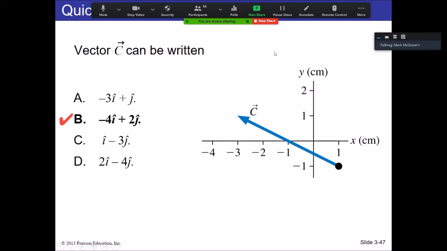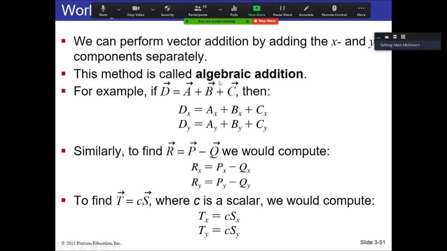It's B. You're right. Second quadrant vector. Negative x component, positive y component. The vector extends 4 in the x direction and 2 in the y direction. That is some nice stuff right there.